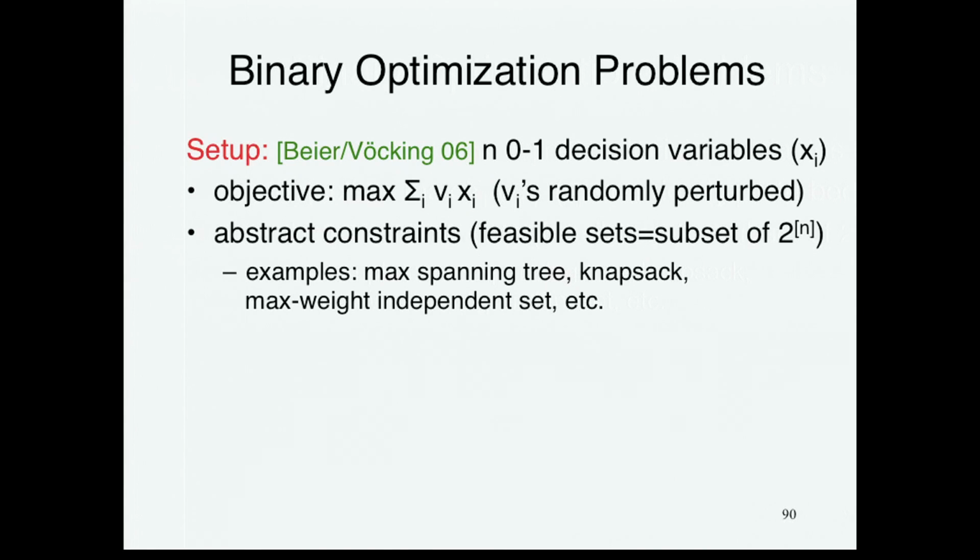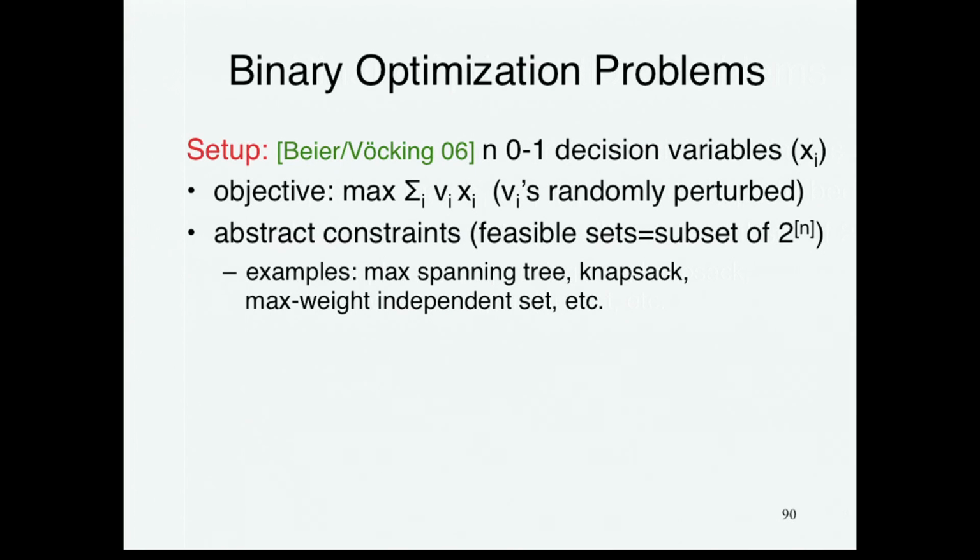Okay, so what is a binary optimization problem? This is the family of problems in which they get a very clean characterization. So maybe think of knapsack as the canonical binary optimization problem. In general, you have n binary decision variables, like whether to put an item in the knapsack or not. Let's assume that the objective is to maximize the total value subject to feasibility constraints. And the perturbation is going to be in the coefficients of the objective function.